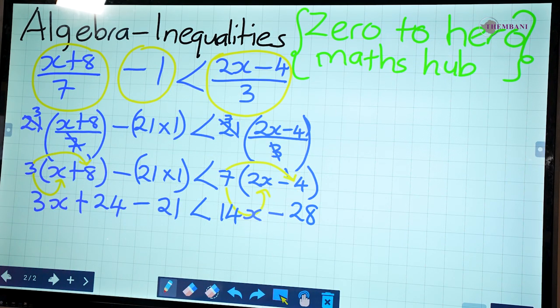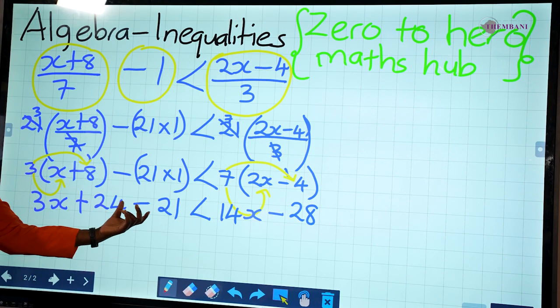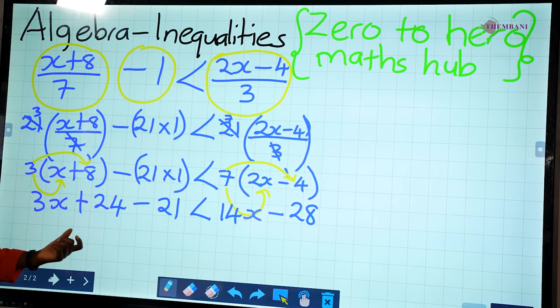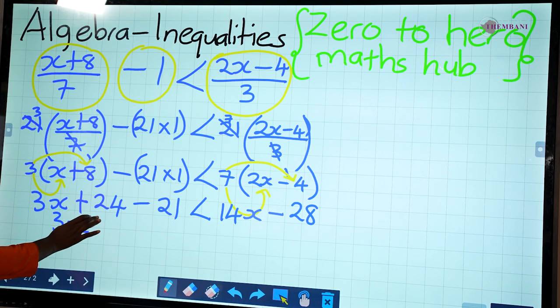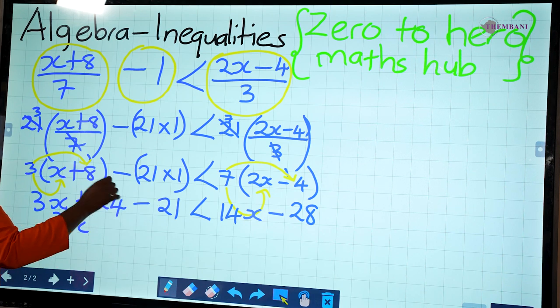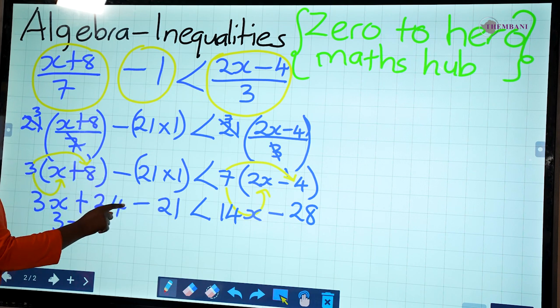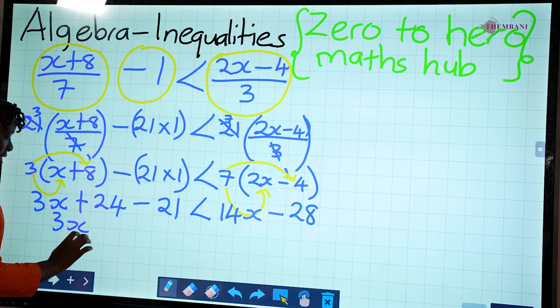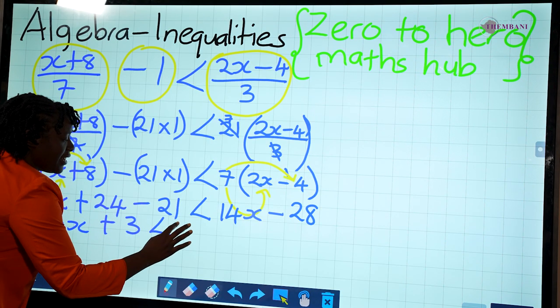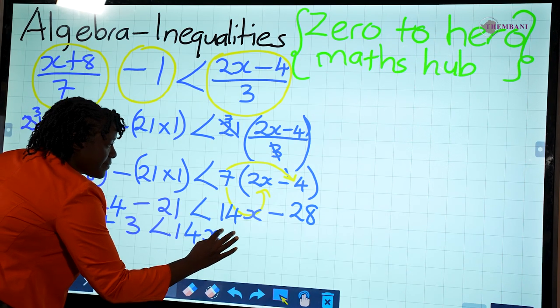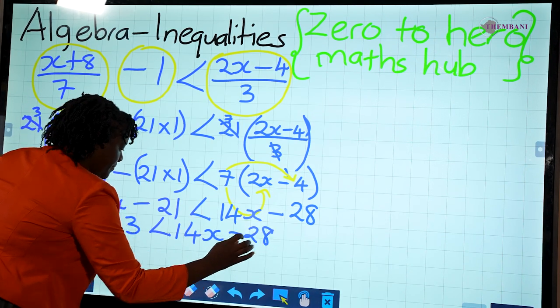From there, I'm going to group like and unlike terms. But maybe before we do that, these are like terms which can be separated, where we are saying 24 minus 21. So I have 3x, 24 minus 21. I'm sorry about that. 24 minus 21 is going to give me a positive 3. And this is less than 14x minus 28.